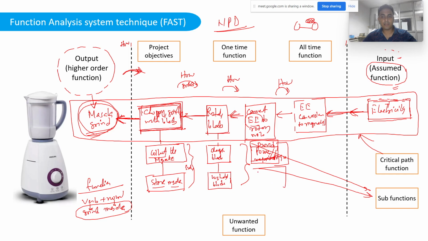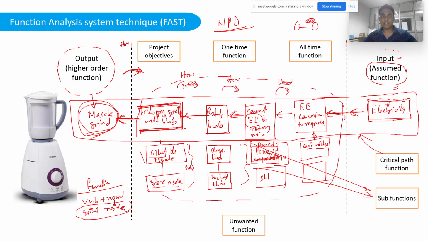Similarly, there can be other sub functions. Electrical conversions can have constant voltage, which will prevent electrical damage. When you later do this sort of secondary mapping of sub functions, you will end up generating the overall functionalities of a particular product. Then you can map it: first we will provide electricity.